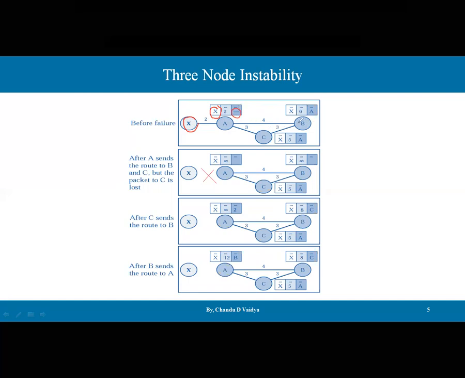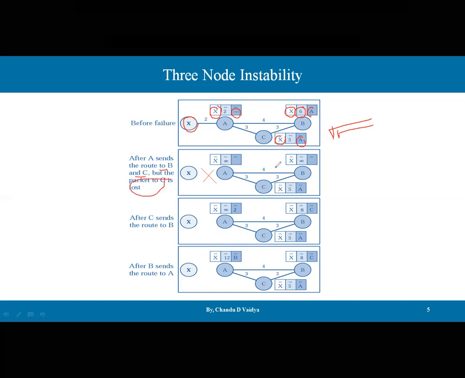And then B is saying, yes, I can reach X via A with the cost of 4 plus 2, which is 6. C is also saying, yes, I can reach X via A with the cost of 3 plus 2, which is 5. So this is the original case, the plain case, where there was a steady, stable scenario. After A sends the route to B and C, but by chance, let's say C is lost.